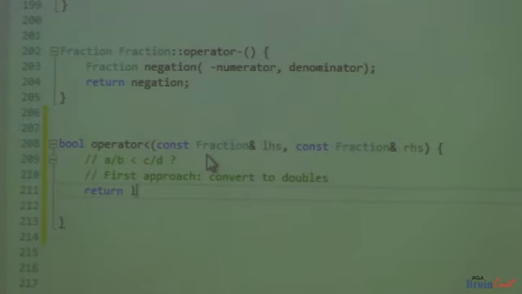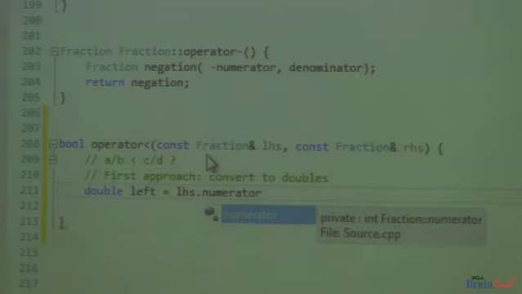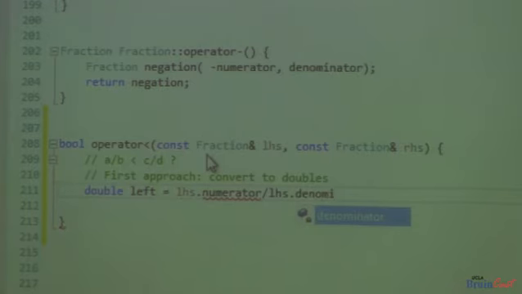Return. Now, left-hand side dot numerator divided by, okay, let's make double left equals LHS.numerator divided by left-hand side dot denominator. Okay. Now, why doesn't it like that?